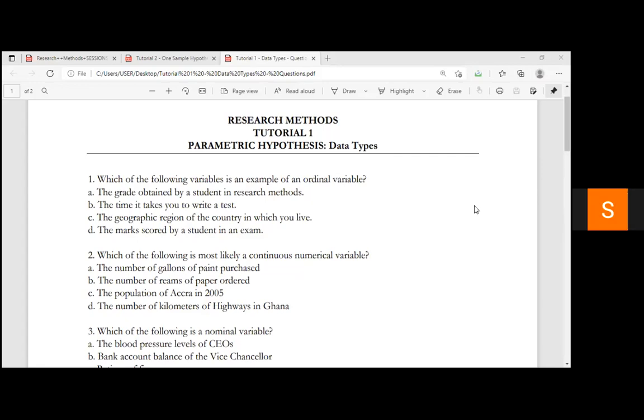Okay. So who is answering the question for the geographic region of the country in which you live? Yes, Etty. Categorical nominal. Categorical nominal, thank you. The marks scored by a student in an exam.